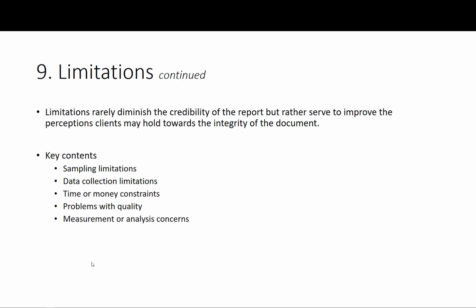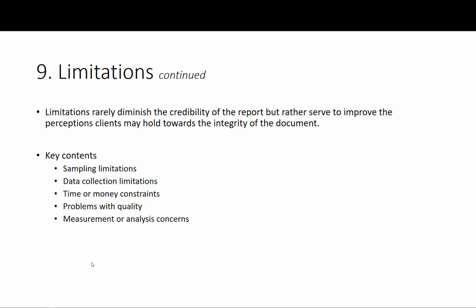Data collection limitations. If we are using convenience techniques, it means that our data collection is limited to people that we have contact with. Time or money constraints: the fact that we only had a few weeks to collect data and we had no financial resources in order to access customer databases or respondent databases. Any problems with quality, non-respondent biases, missing data biases, all of these are problems with the quality of the data or possibly the quality of the final results and analysis.